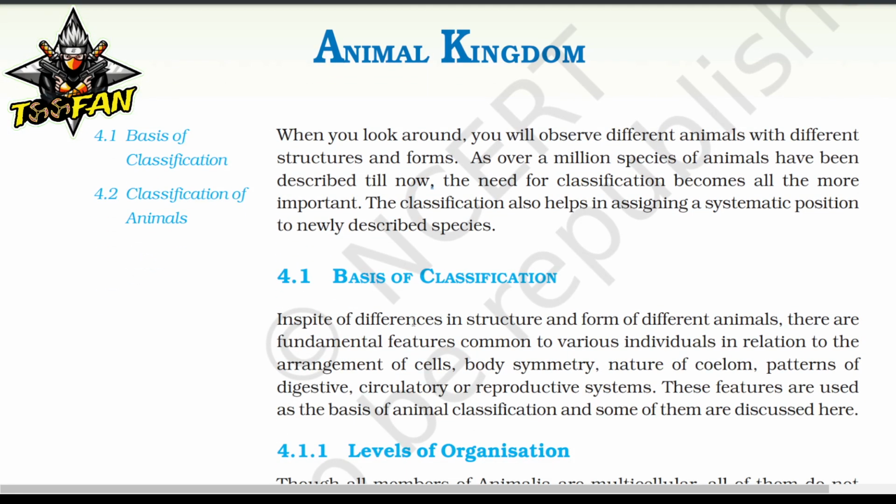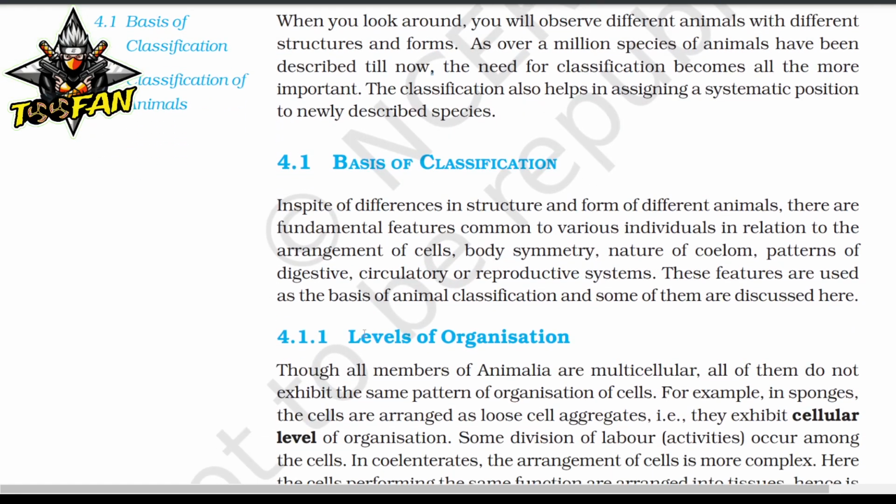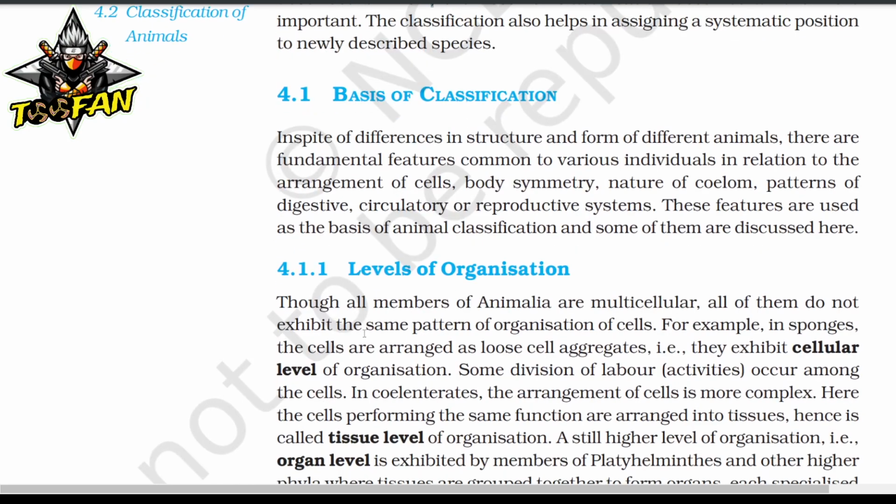Basis of classification. In spite of difference in structure and form of different animals, there are fundamental features common to various individuals in relation to the arrangement of cells, body symmetry, nature of coelom, patterns of digestive, circulatory, and reproductive system. These features are used as the basis of animal classification, and some of them are discussed here. First one, level of organization.